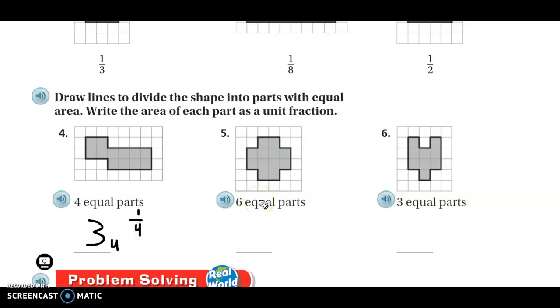6 equal parts. Area would be, let's see, 2, 6, 10, 12. 12 divided by 6 would give us an answer of each one would be 2 units squared. So you would divide them all up into units of 2, however you would want to do that. I did mine very quick. And 3 equal parts would be thirds. There is a total of 9 in the 3 equal parts, so you would add 3 in each one. 3 units squared.